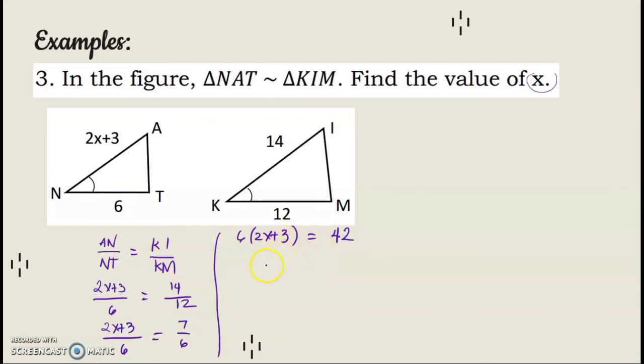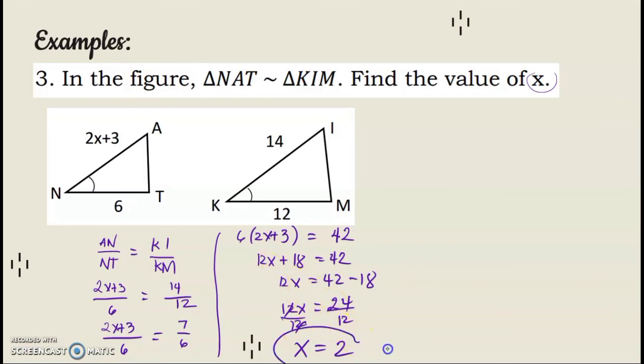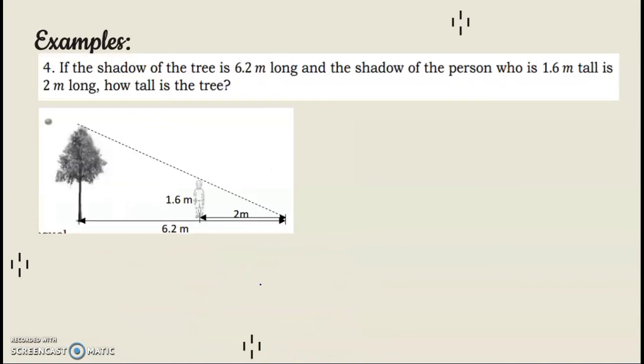Okay, next. So we have 12x plus 18 is equal to 42. So 12x is equal to 42 minus 18. So 12x is equal to, what is the answer here? 42 minus 18. So the answer is 24. And then we divide both sides by 12. So the value of x is 2. Okay? So next. Next na tayo. So yun lang naman tinatanong. Find the value of x. Next. Yan. Number 4.